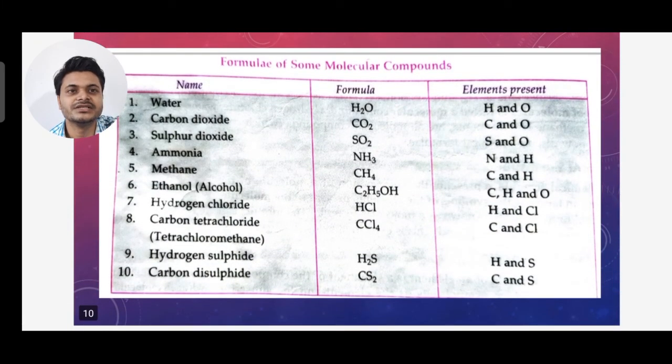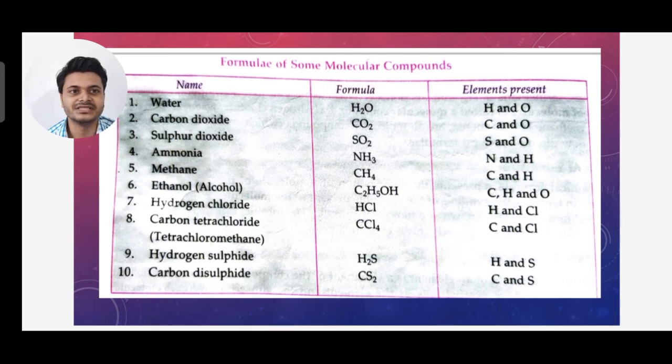Here you can see formulas of some molecular compounds. Three columns are given: name, formula, and elements represented. Water, formula H2O, represents hydrogen and oxygen. Carbon dioxide, CO2, represents carbon and oxygen. Sulfur dioxide is SO2, it represents S and O. Ammonia is NH3, it represents N and H.